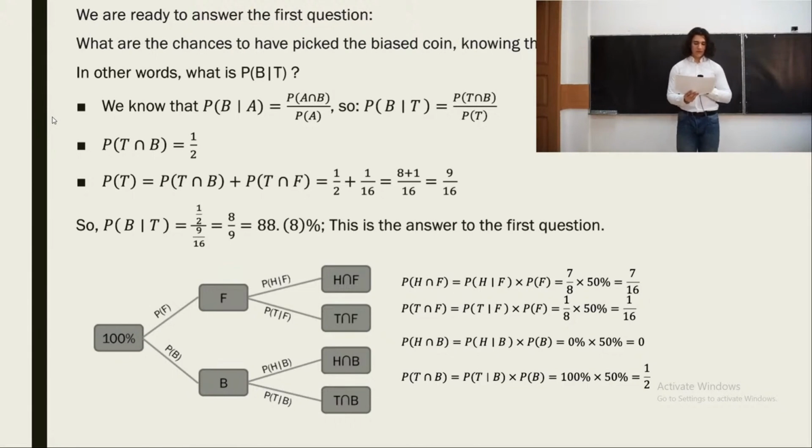P of T is equal to P of T and B plus P of T and F, which is equal to 1/2 plus 1/16, which equals 9/16. So P of B given T is equal to 1/2 divided by 9/16, which is 8/9, or 88.8 repeating percent. This is the answer to the first question. And here is the probability tree for all of the events and their outcomes.